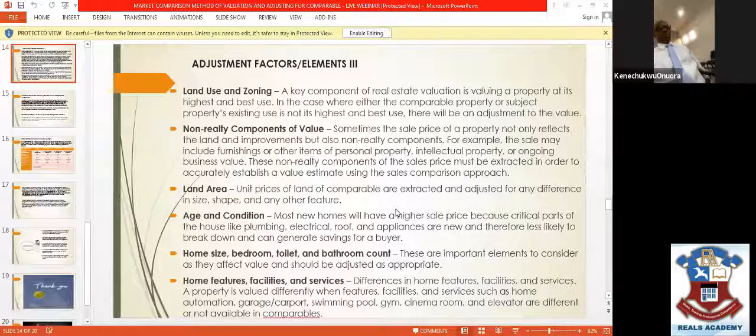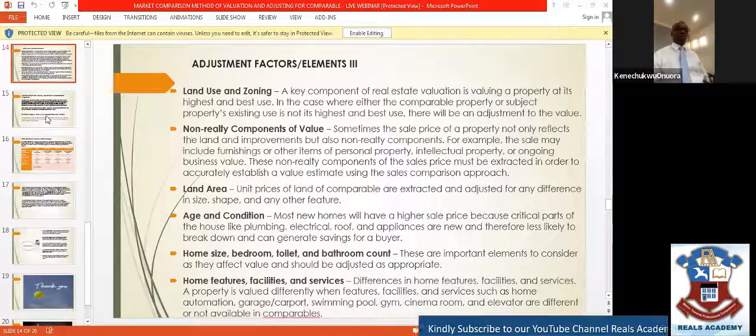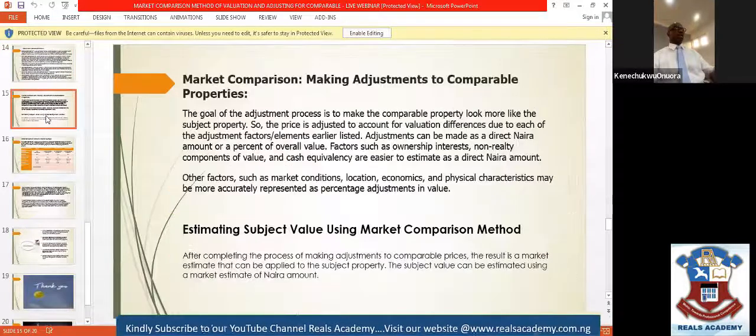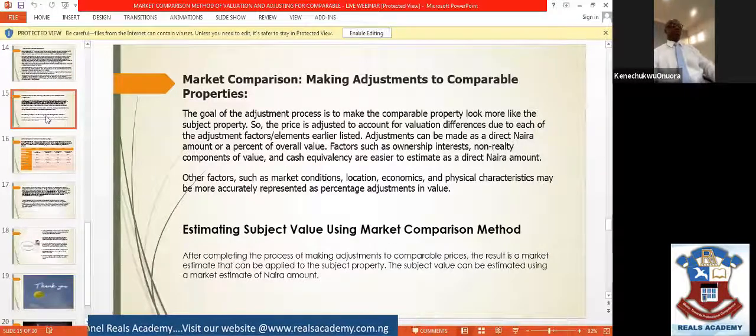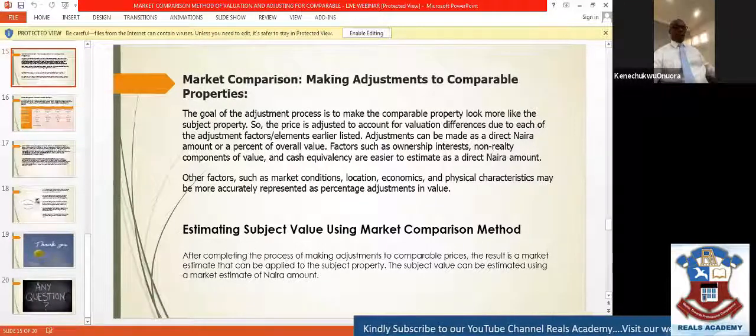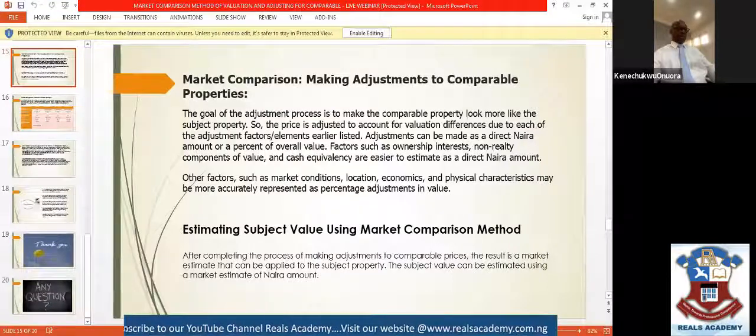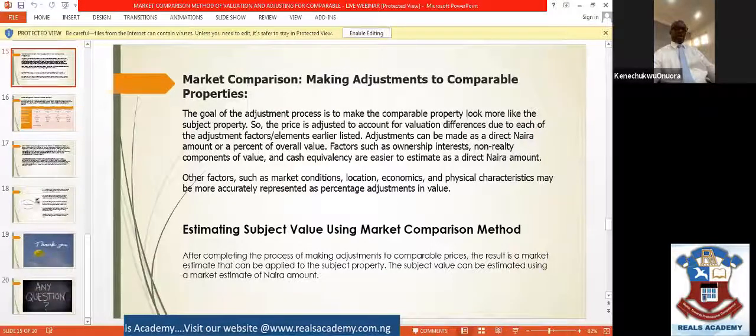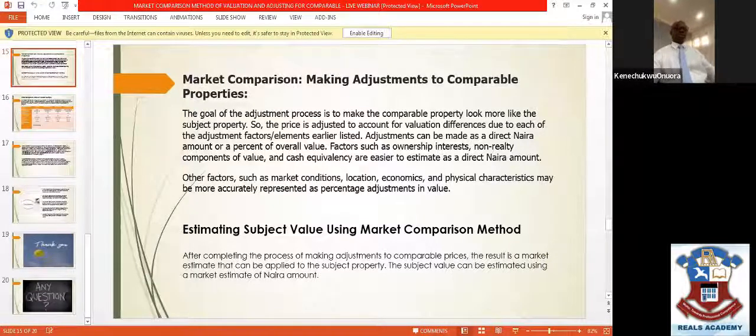The goal of the adjustment process really is just to make the comparable property look more like the subject property. Once you're able to bring them to the state where the subject property or value is, that's when you'll be able to have a value that is really free from errors. Many of the things I already mentioned, I have already stated as elements you need to adjust for. So after completing the process of making an adjustment to comparable prices, the result is the market estimate that can be applied. And after that, you get your value.